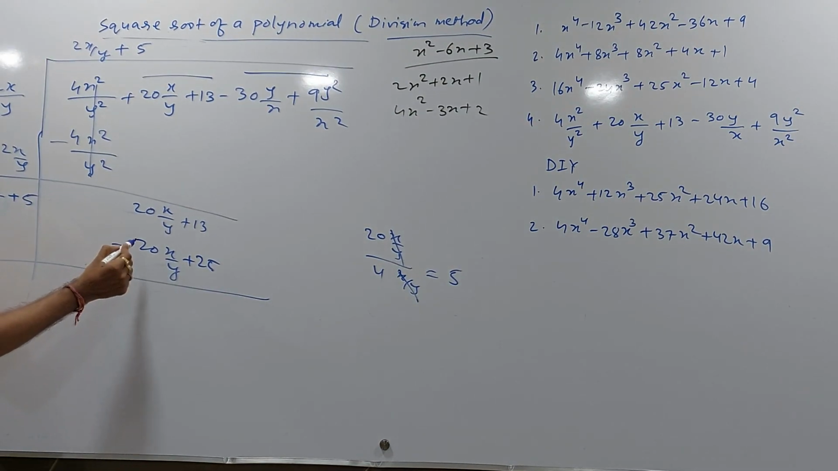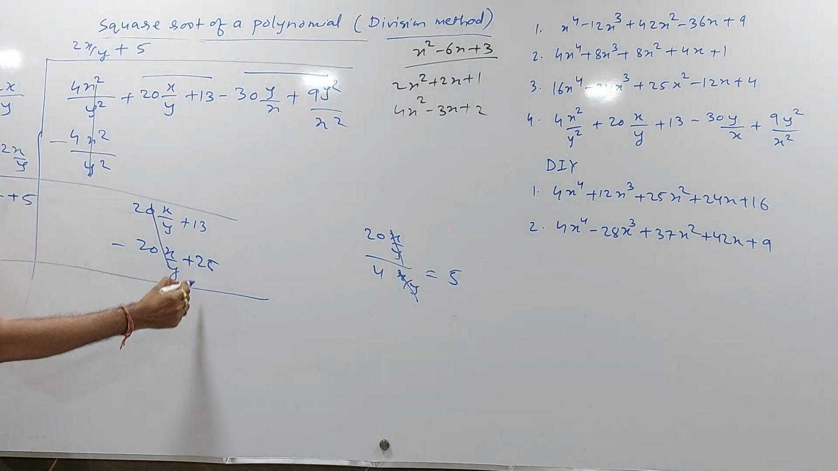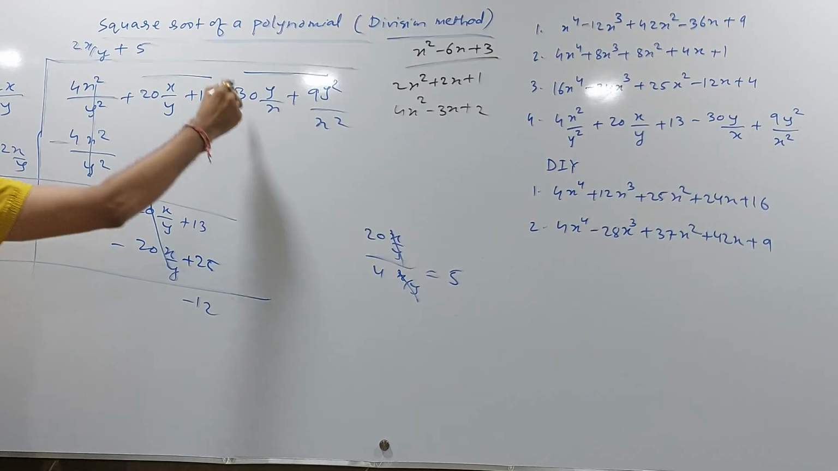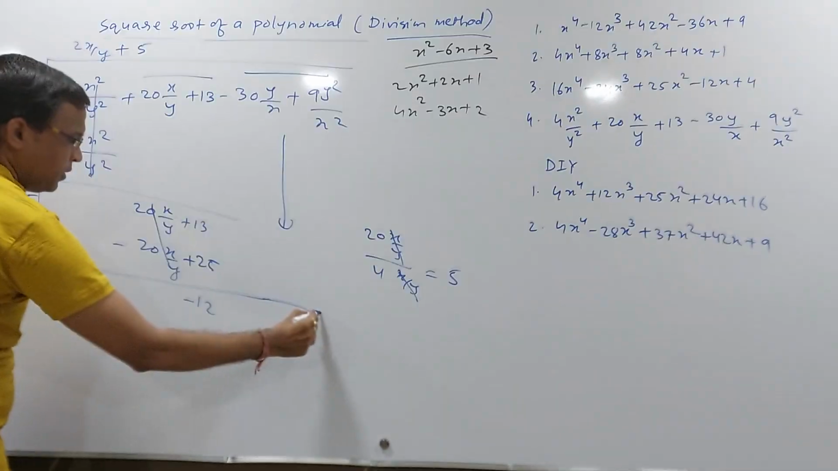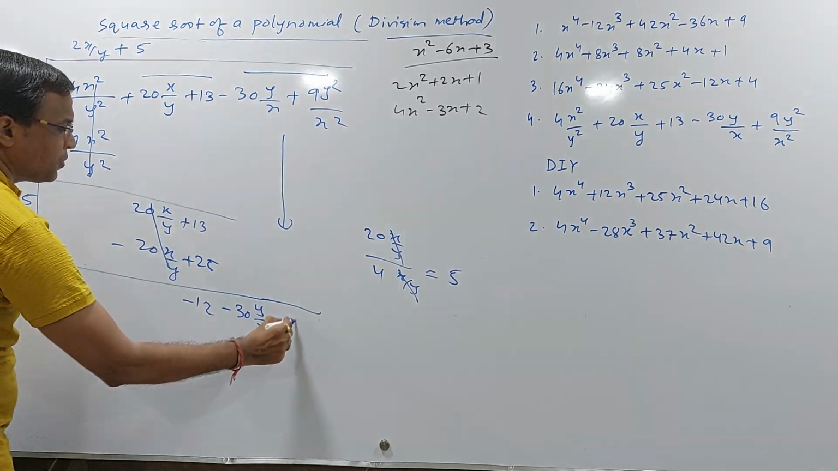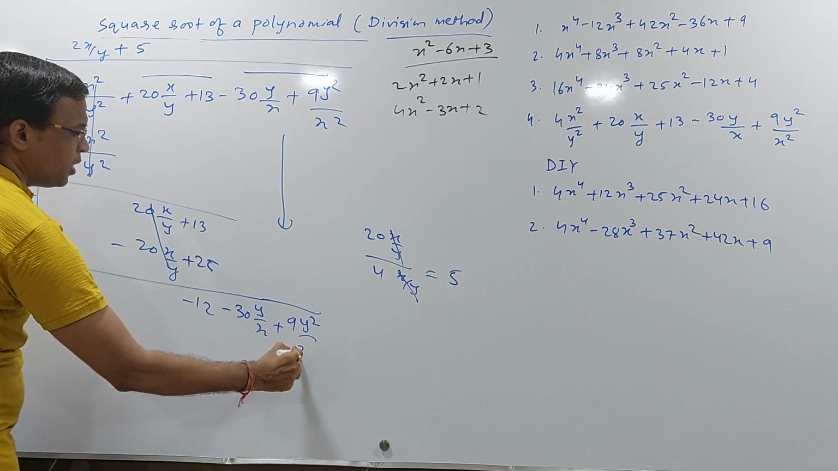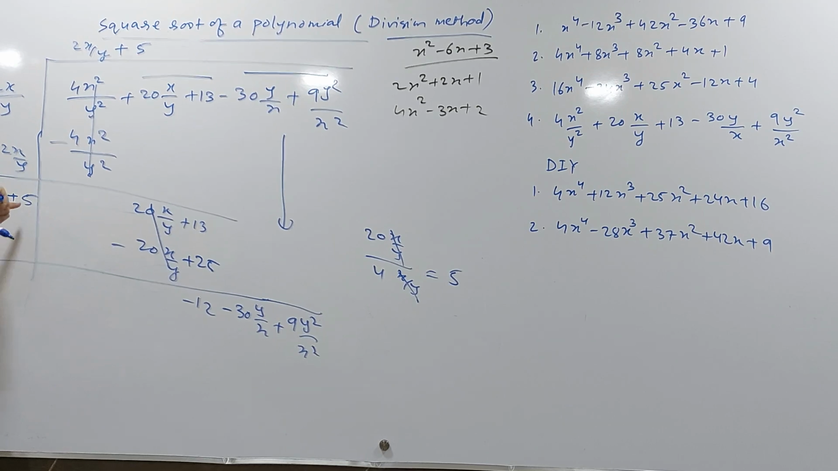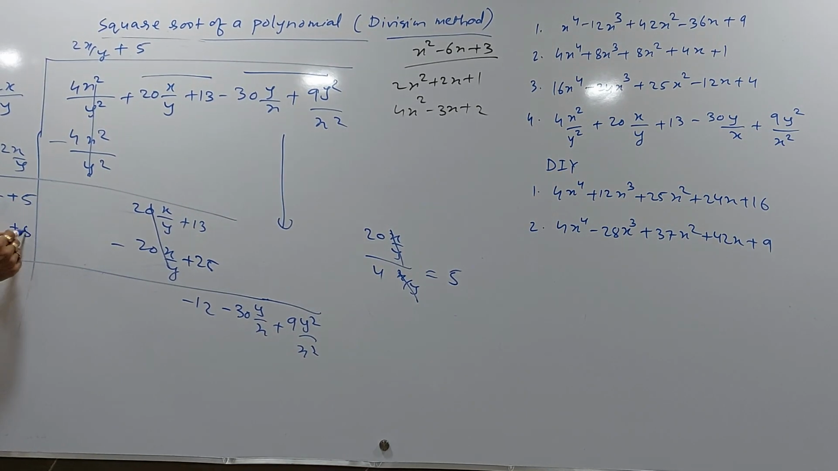Fine. So this is minus. So this gets cancelled. 13 minus 25 is minus 12. Drop down this complete pair. So it gives me minus 30y by x plus 9y square upon x square. And yes, make a note that you are adding 5. So it is 4x upon y plus 10, and then comes your next term.